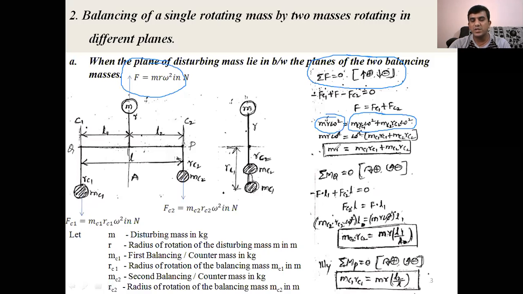Finally, what is the condition you get? M into R is equal to the sum of m c1 r c1 plus m c2 r c2. Now further, this is equation number 1. This is the first condition for static balancing.